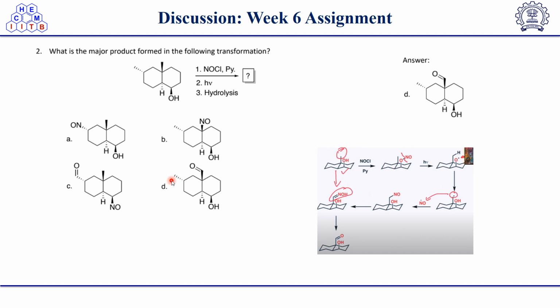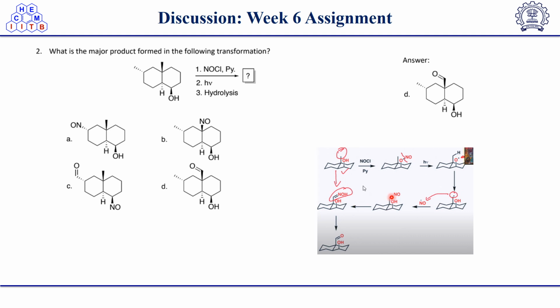So that is the mechanism of the Barton reaction. First, under NOCl pyridine condition, here it will become ONO. Then under photochemical condition, that ON bond will cleave and O radical and NO radical will be formed. Then from here, the hydrogen atom will be abstracted by this O radical. So here it will become one carbon radical, which will combine with this NO radical to form a carbon-NO bond, which can be hydrolyzed to give the corresponding aldehyde.